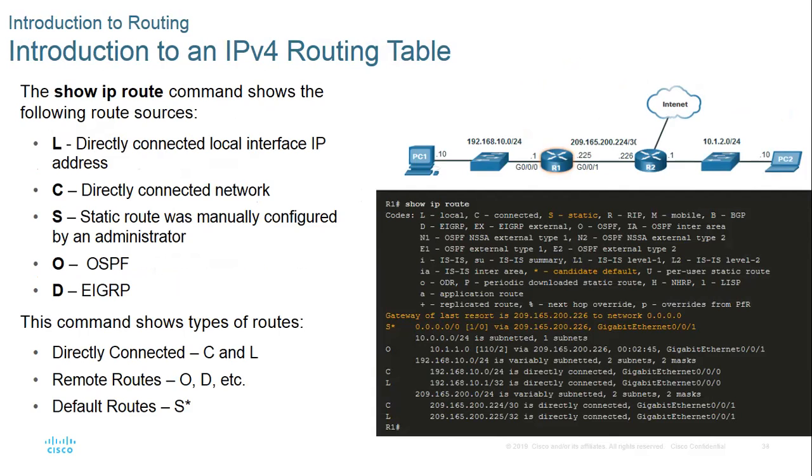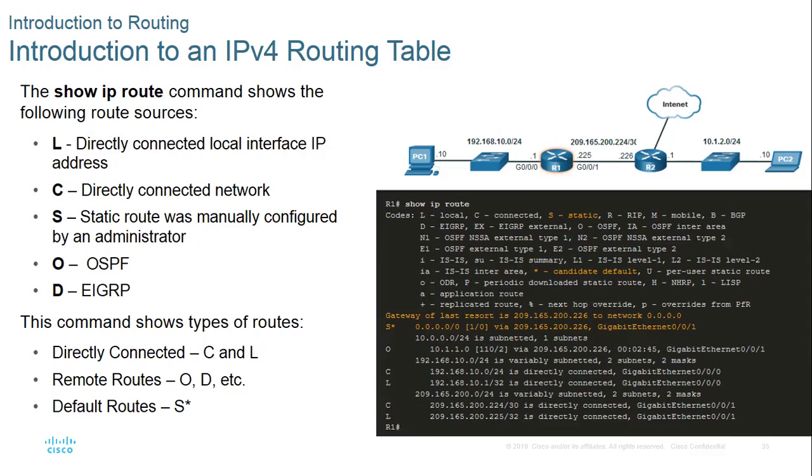First of all, you have some codes which indicate the type of every entry within the routing table. It's either directly connected or a local interface IP address: L, C, which means a directly connected interface, S stands for static routes, O for OSPF, and D for EIGRP. You also have R for RIP.